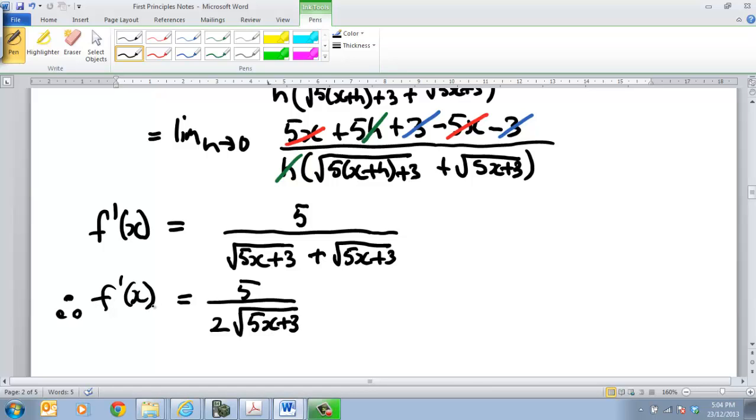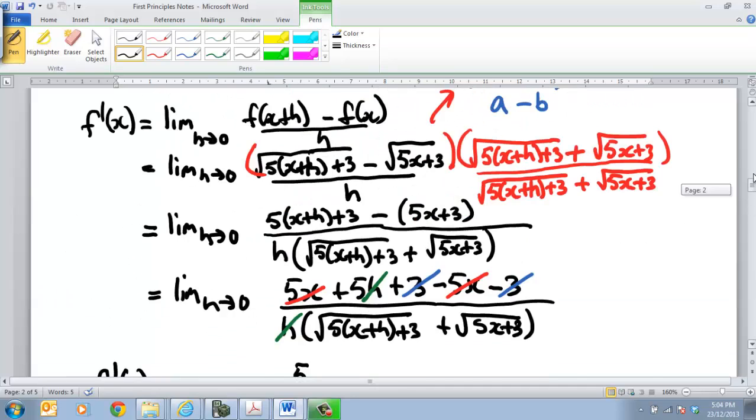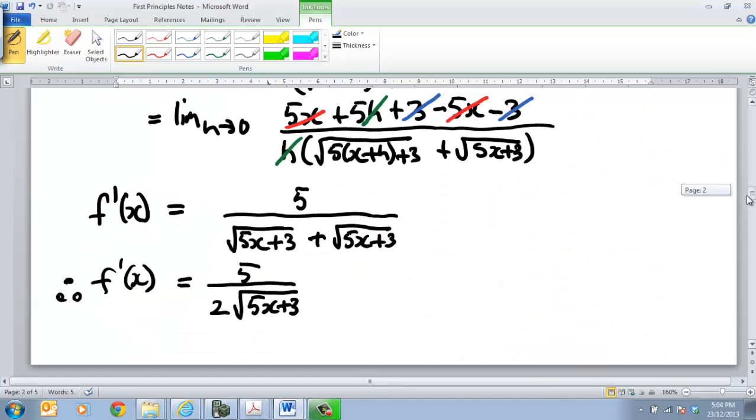Now, like the other ones, if we want to, what we can do is put the value of x in there and find the slope of the tangent at any point. Alright, so that's one example of the method 2, which is the third method.